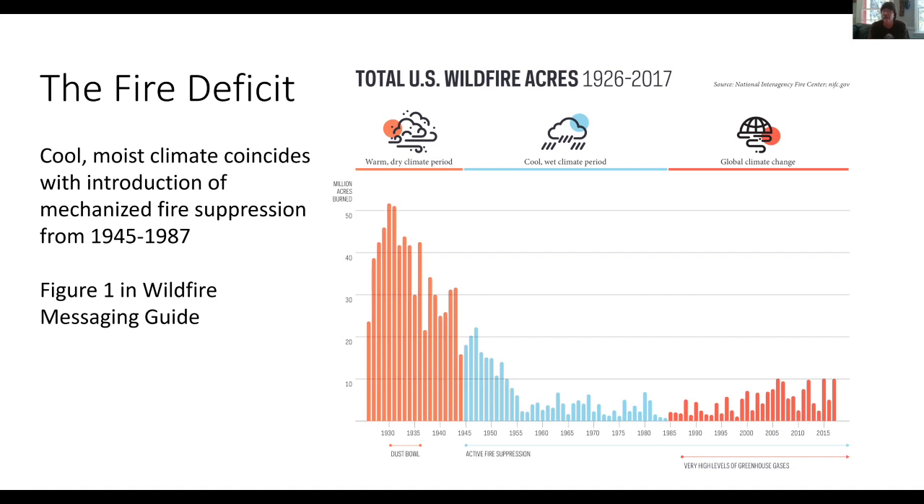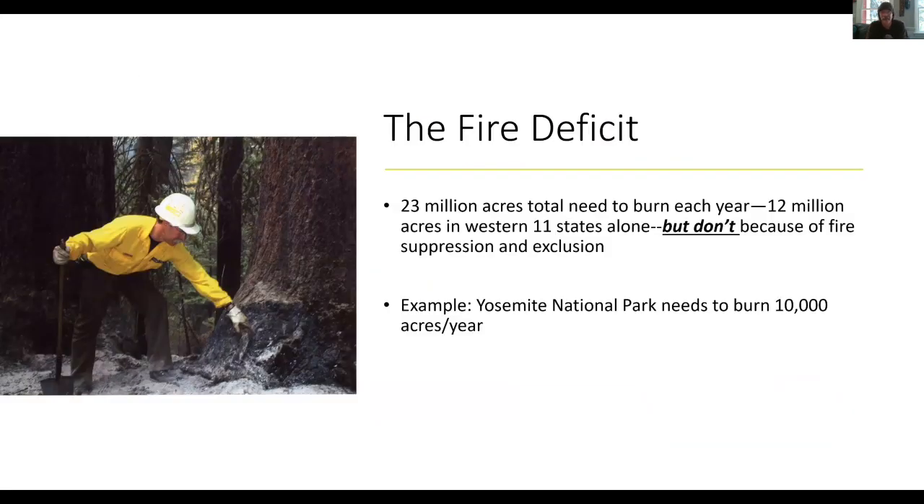Now the weather, of course, is changing. The climate is changing, and wildfire activity is picking up because of climate change. There's still nowhere near the amount of fire and the activity of fire prior to that cool, wet period. But we have come up to the limits of effective fire suppression. And so scientists have calculated about 23 million acres total need to burn each year, 12 million acres annually just in the Western 11 states, but they don't because we're putting out these fires.